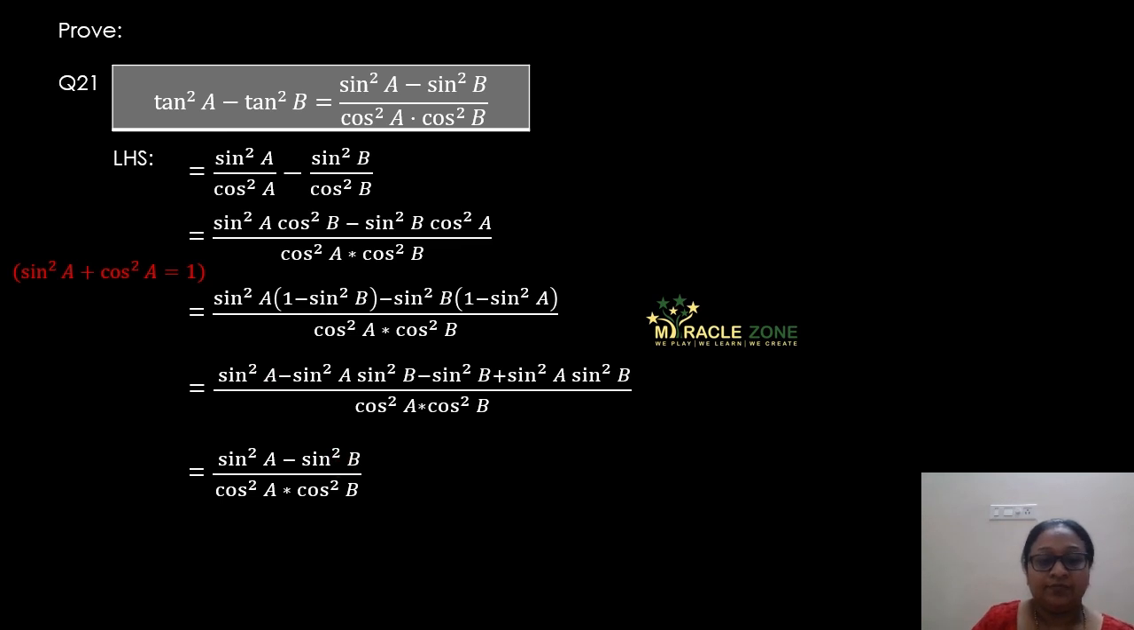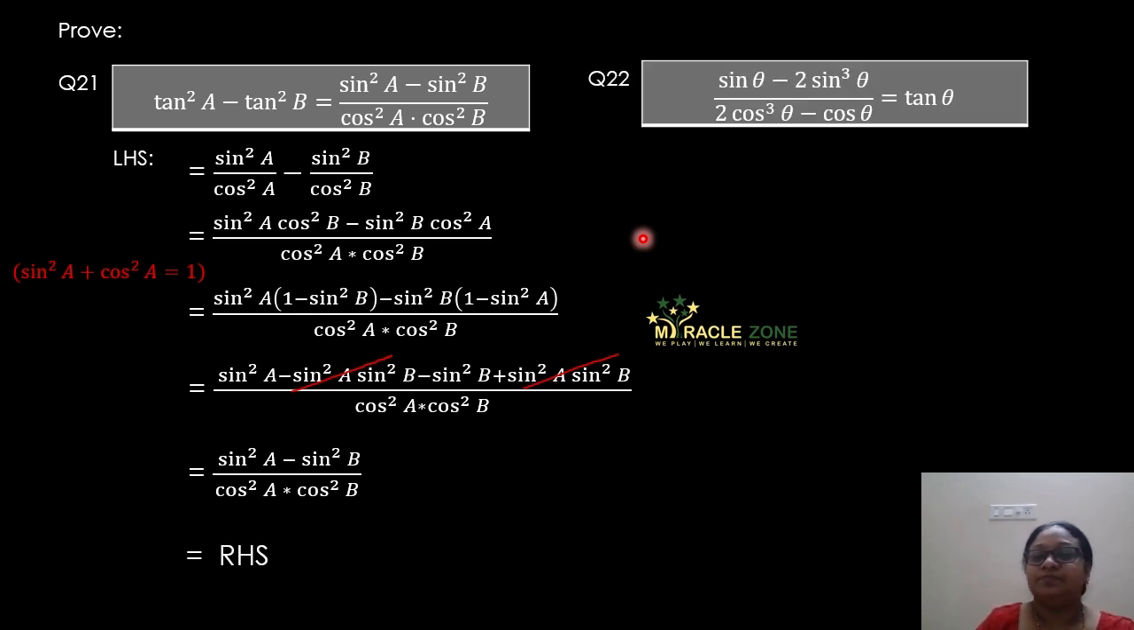So here minus sin square a sin square b and plus sin square a sin square b will get cancelled, and the remaining is sin square a minus sin square b by cos square a into cos square b. So hence prove the RHS. Let's see one more problem.